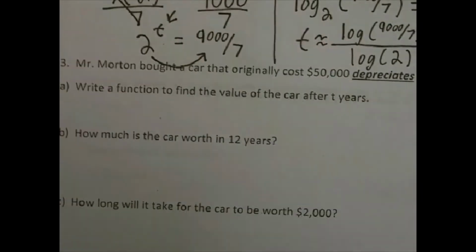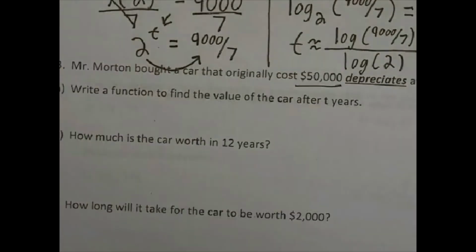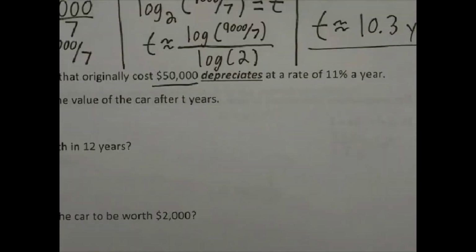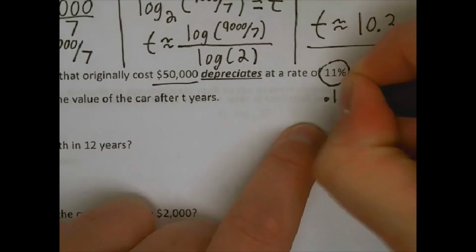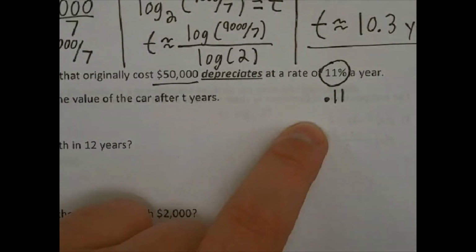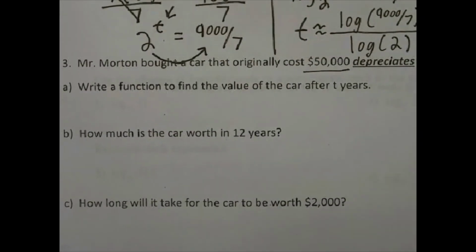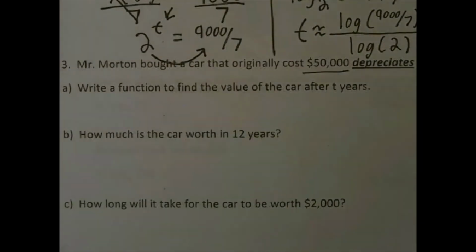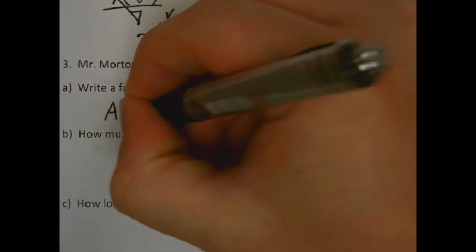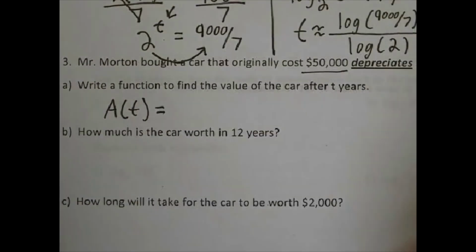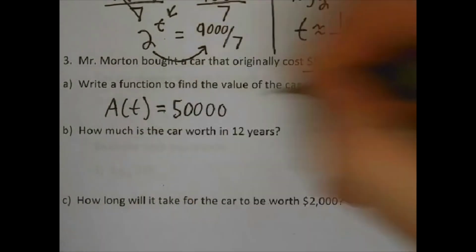All right, Mr. Morton bought a car that originally cost $50,000. It depreciates at a rate of 11%. I'm going to take the 11 and change it to 0.11. Okay? Boom. Notice that this problem says depreciate. So if it is depreciating, I will not be adding, I will be subtracting. So I'm going to do A of t equals my principal, which is 50,000.